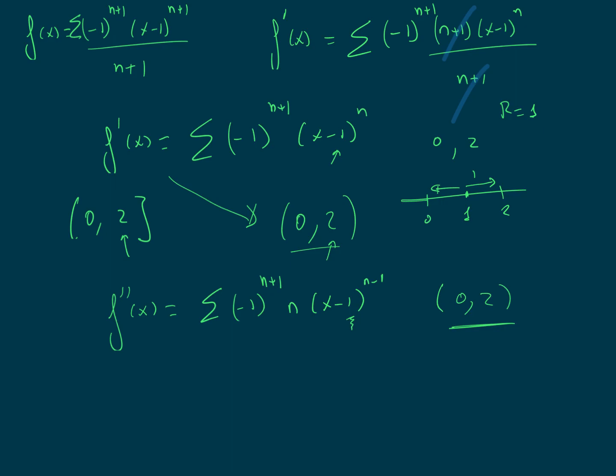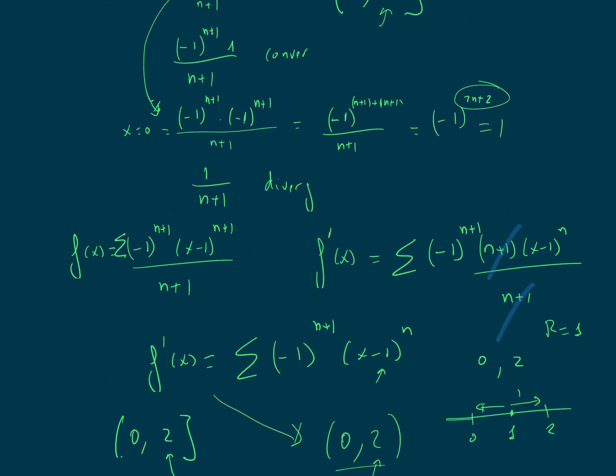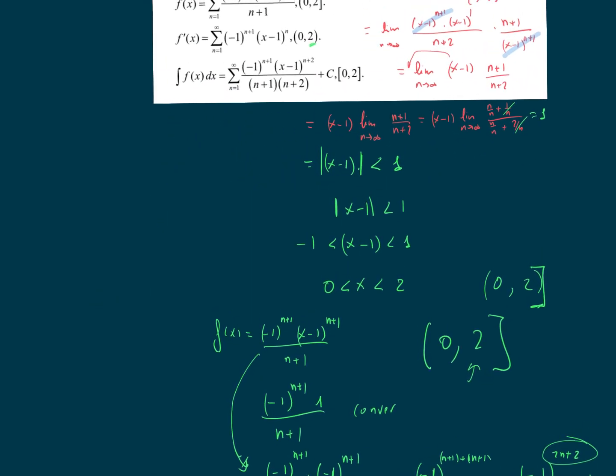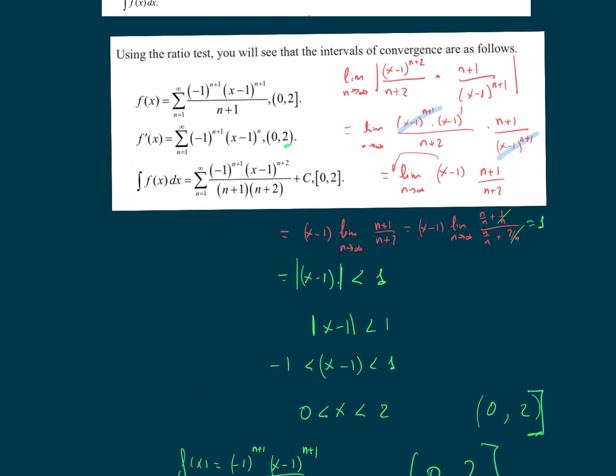Now we want to do the integral. So you do the integral, and you find that the integral will converge on the closed interval 0, 2. As you see, you start with a function that converges on the interval open at 0, closed at 2. When you take the integral, you gain an endpoint. When you take the derivative, you lose an endpoint, you lose the 2. Okay, you do this part, please. It's not difficult to do.